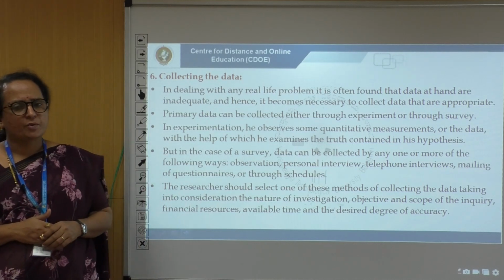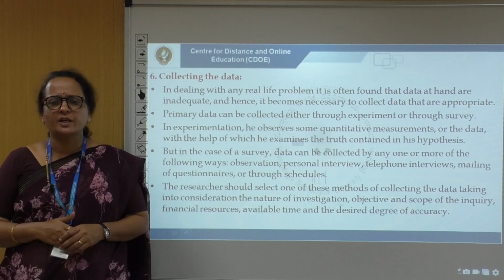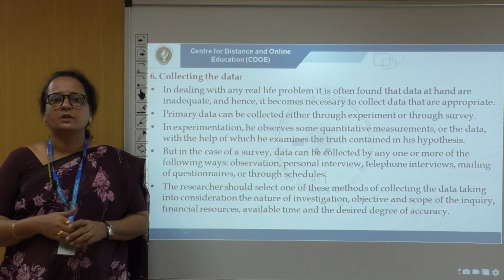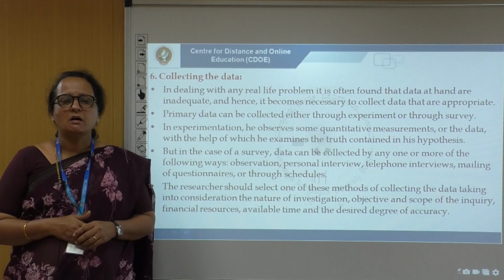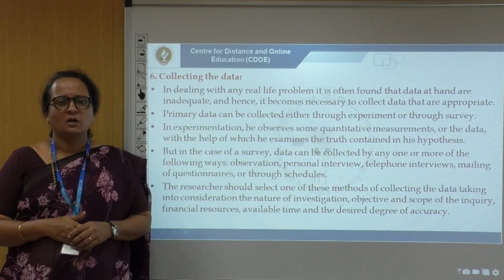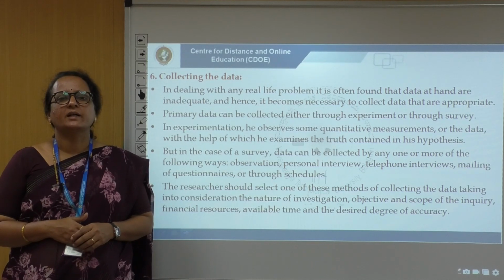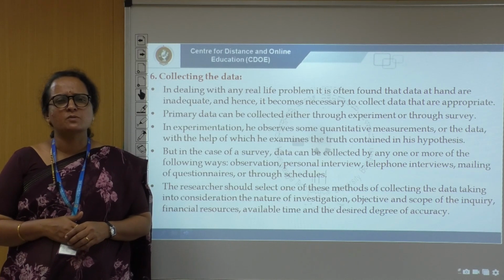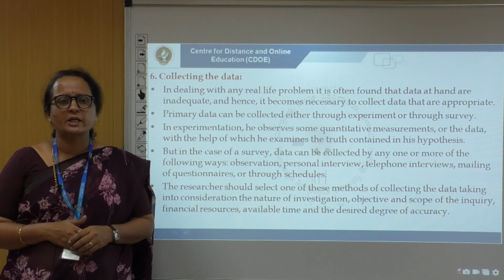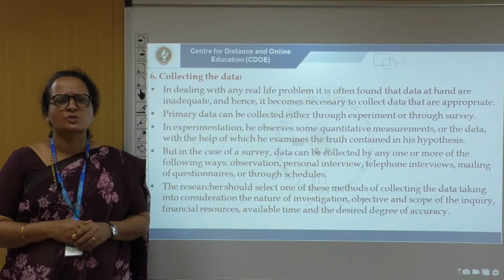Now we will discuss in detail what is collection of data. In dealing with any real life problem, it is often found that the data at hand are inadequate, and hence it becomes necessary to collect appropriate data. In simple terms, there are two types of data: one is secondary data and the other is primary data. It is always a good practice for the researcher to first go for collecting available secondary data, because it is highly cost effective and readily available. Sometimes we get the data free of cost, and sometimes we collect it by paying nominal fees for published reports, etc.